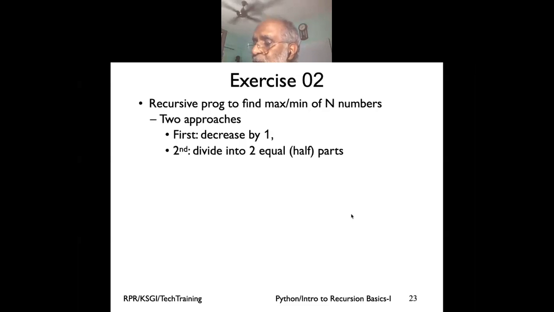Find the maximum number. First, you do the solve loop, decrease by 1, and then you make it into 2 halves and solve the 2 parts. I expect you to solve the first part. The second, I may not expect you to solve, but if you can, great. So given an array A, find the max element. Try doing the first part at least, using recursion.